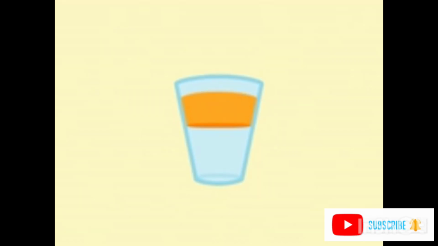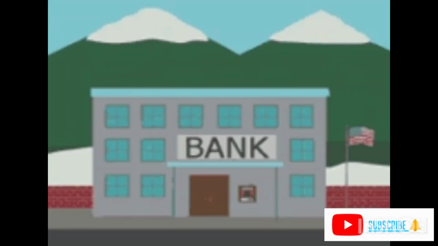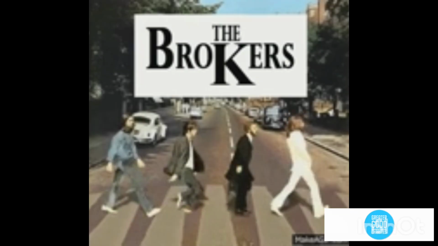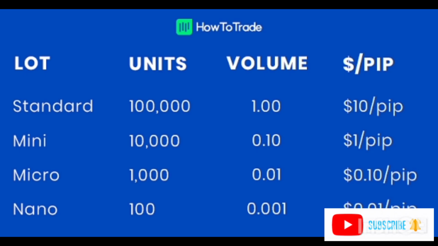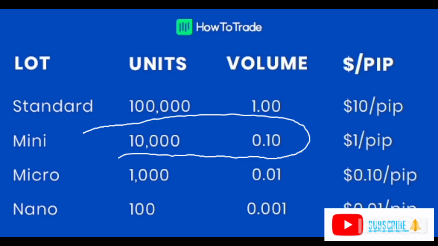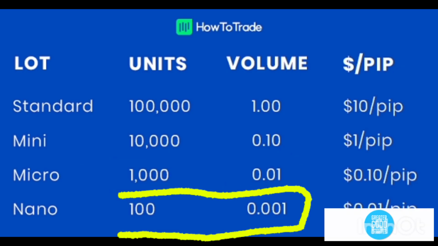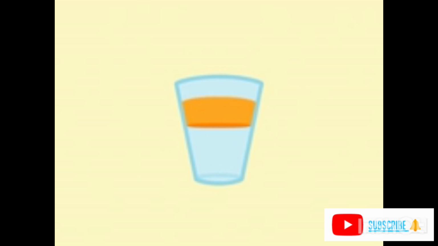Originally, only this full lot existed, meaning participation was limited to those with large capital, mainly banks and institutions. Later on, retail forex brokers saw an opportunity in the 1990s to early 2000s and introduced smaller lot sizes to allow more people to participate. These included mini lots, which are 10,000 units, micro lots, which are 1,000 units, and nano lots, which are 100 units. This was a major milestone because it allowed individuals like you and me to enter the market, something that would have been impossible if only full lots were used.